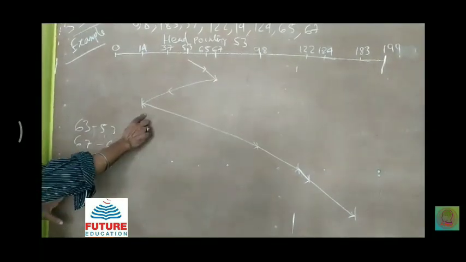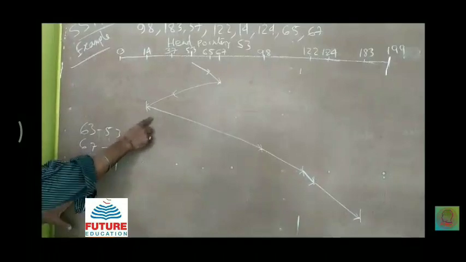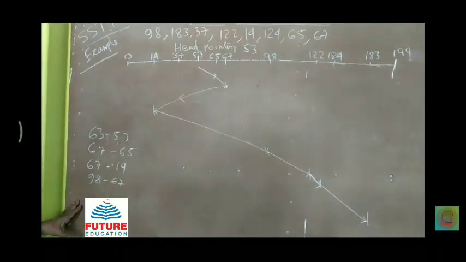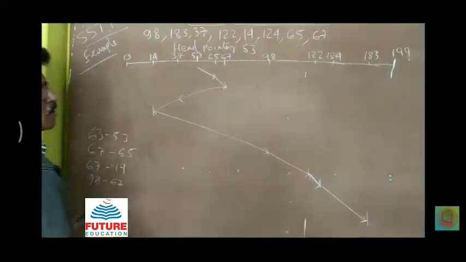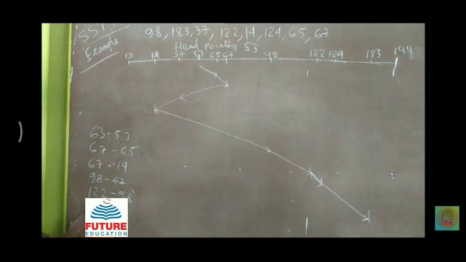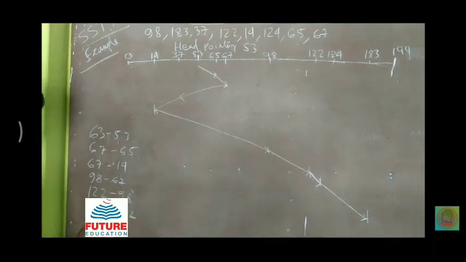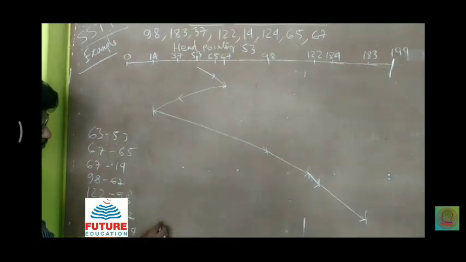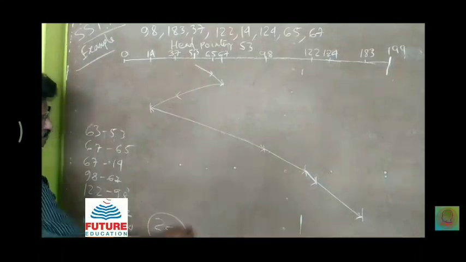Where are we? We are at 67, so this movement is 98 to 67. From 98, where do we go? We go to 122, that means 122 minus 98, then 124 minus 122, and lastly 183 minus 124. If we sum up, we will get 240.